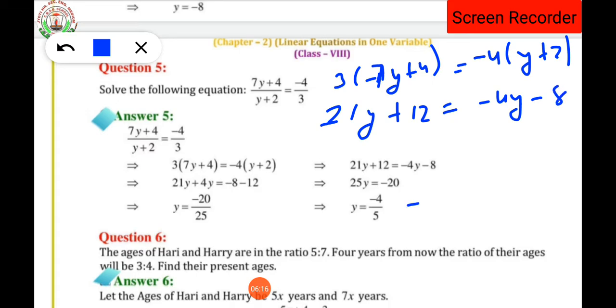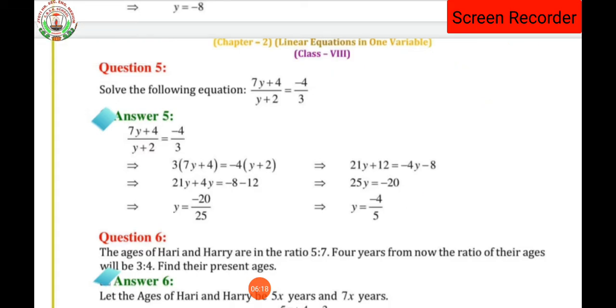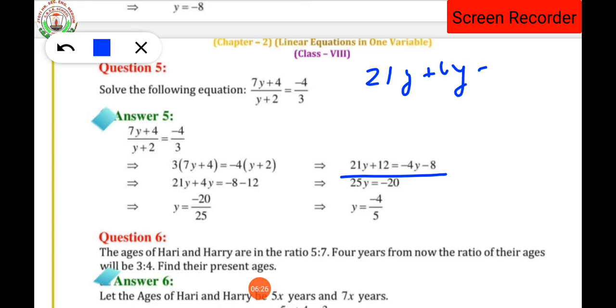Now transposing all the y terms towards one side, 21y plus 4y is equal to minus 8 minus 12. So 21 plus 4 will become how much? It will become 25. Minus and minus will become plus, so minus 8 minus 12 will become minus 20.